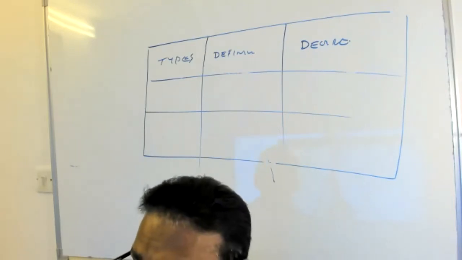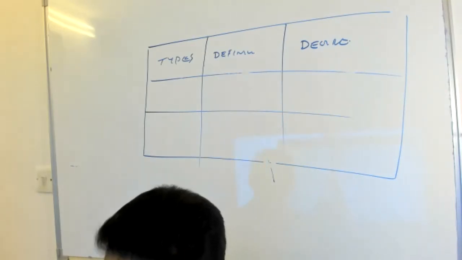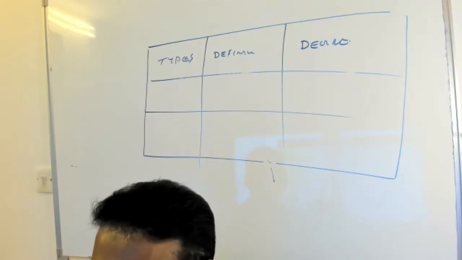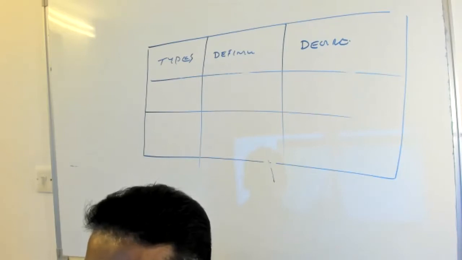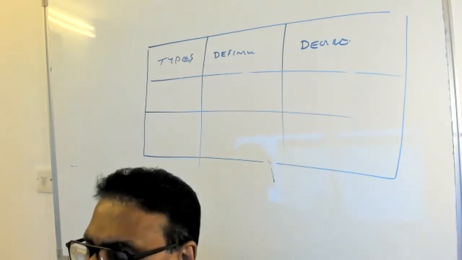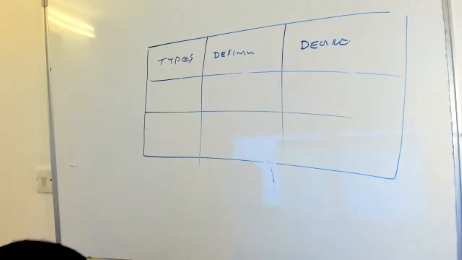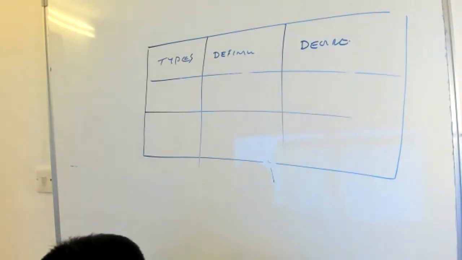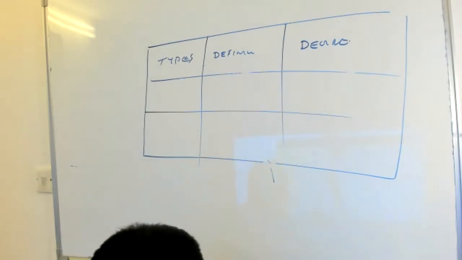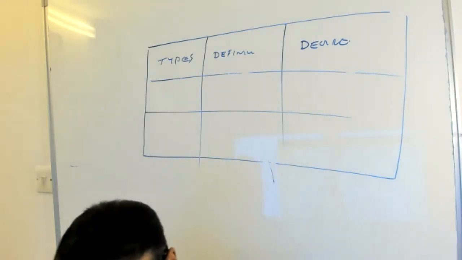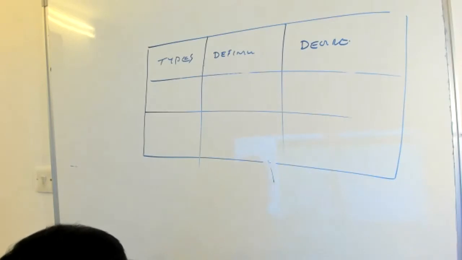A polynomial is of the form ax plus b, where a and b are real numbers, and a not equal to 0.